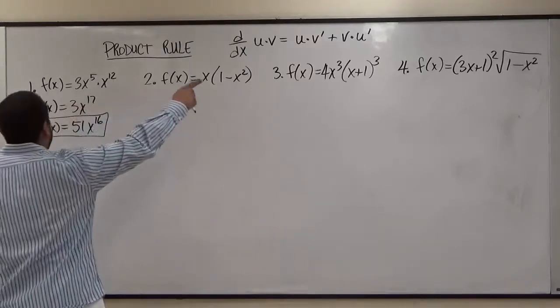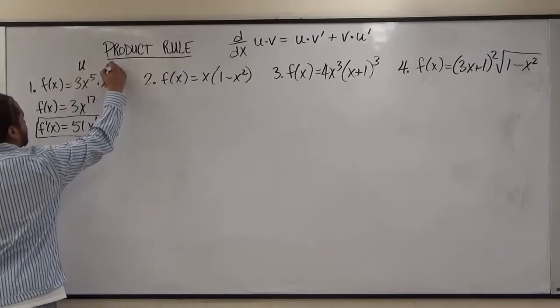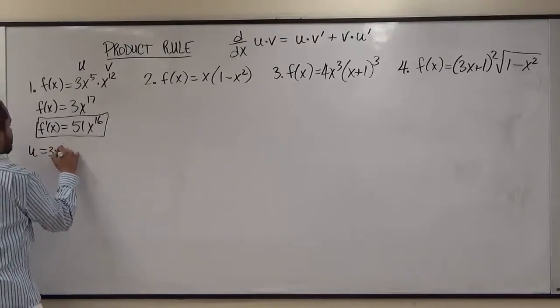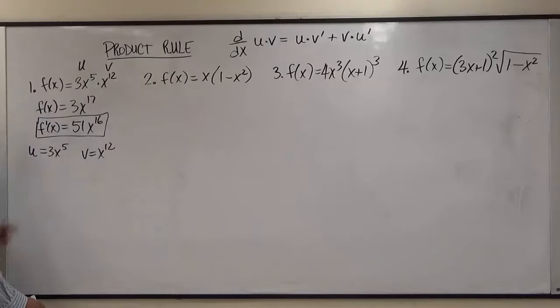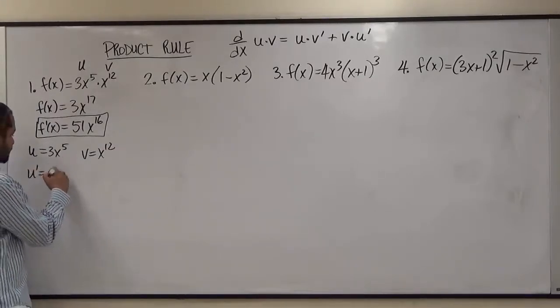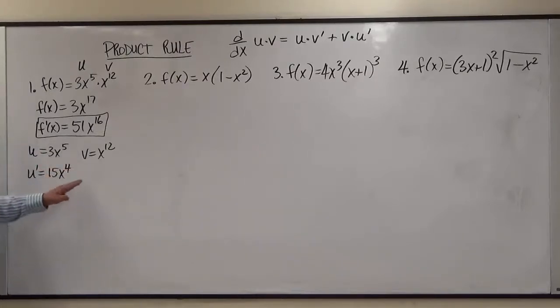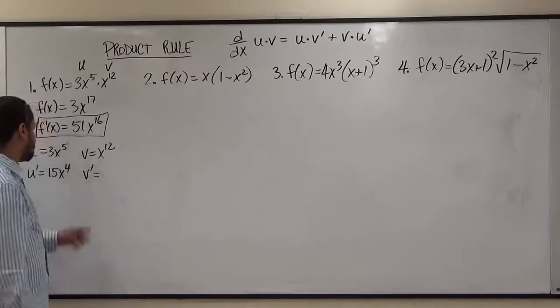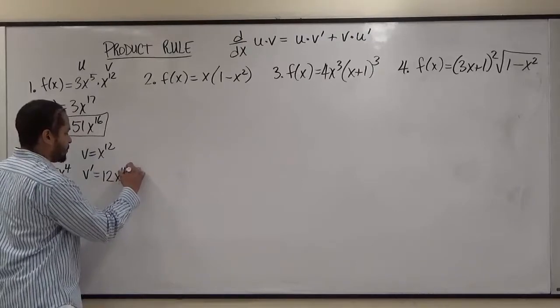And here we see that we have a u and v, so I'm going to make this my u, and I'm going to make this here my v. So my u is 3x to the 5th power, and my v is x to the 12th. Now my u prime is going to be the derivative of this. So my u prime becomes 15x to the 4th power by the power rule. Now my v prime, my derivative for the v term, is going to equal 12x to the 11th. The 12 comes down and we subtract 1 from the exponent.